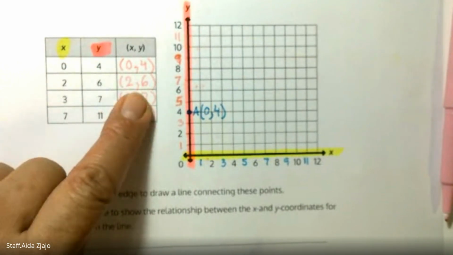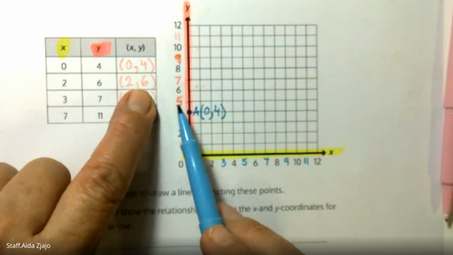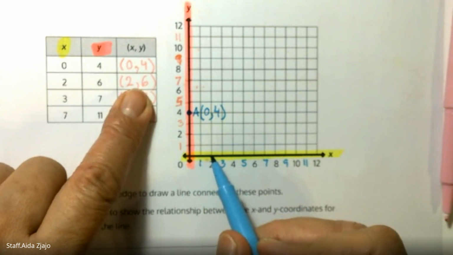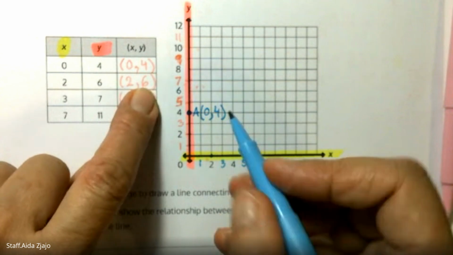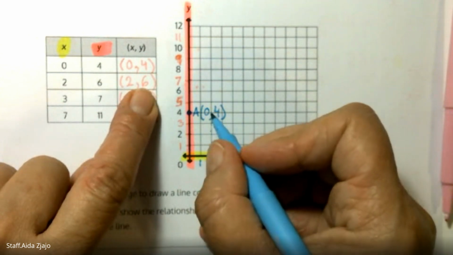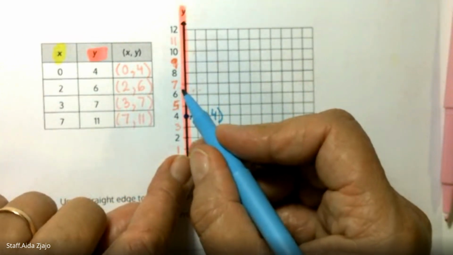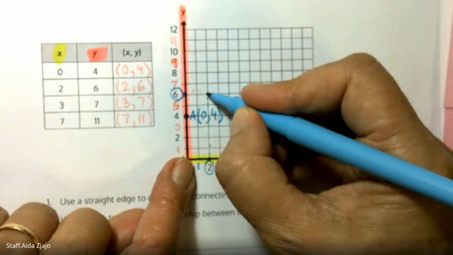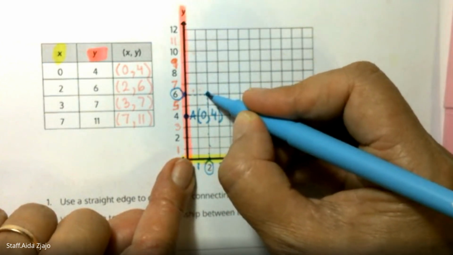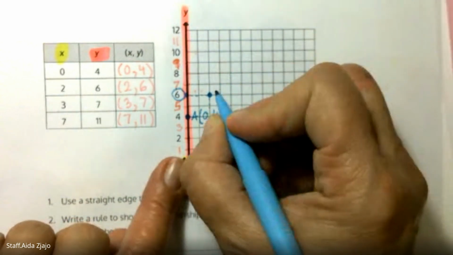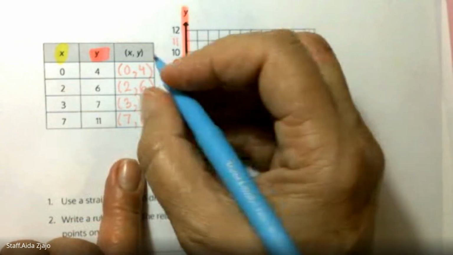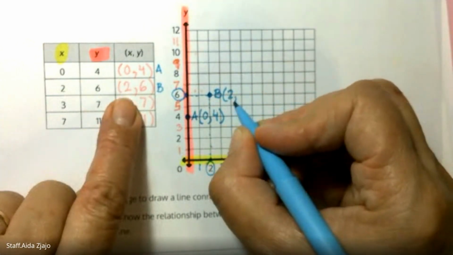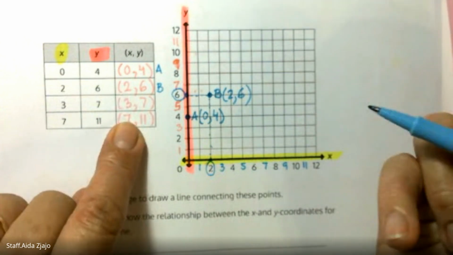Next is x is 2, y is 6. We go to the origin, we go to x 2, and then we go 6 to y. 6 is right here, and 2 right here. So where they meet, the y and the x, we find the point. We call that point B. So this is A, this is B. B is 2, 6.